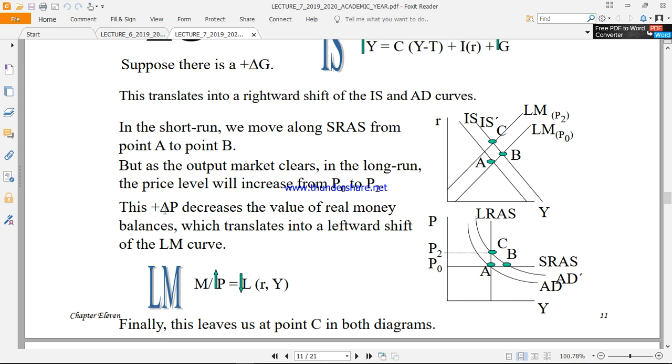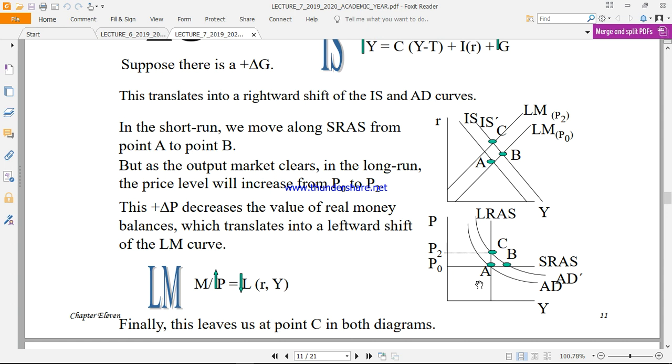So now, as the output market clears in the long run, the price level will automatically increase. Why increasing? Because there's an increase in demand. So let's assume Natasha sells phones, iPhones, for example. So in the short run, because of an increase in government expenditure, let's say students are now going to demand more of the iPhones.